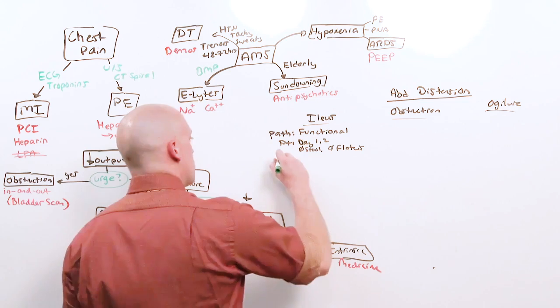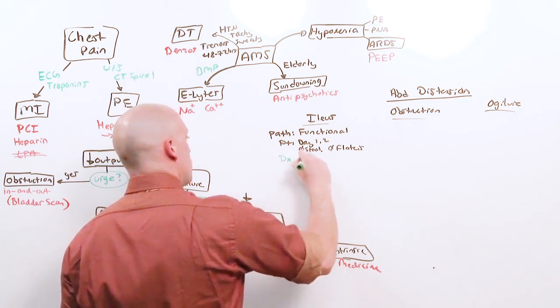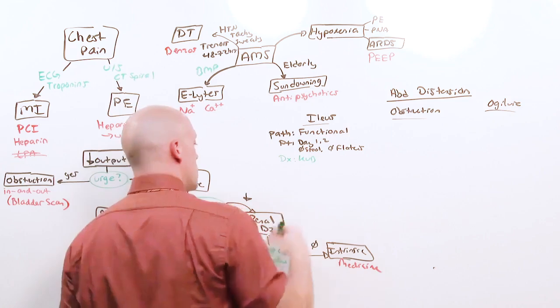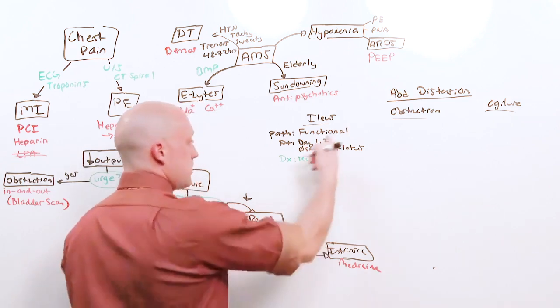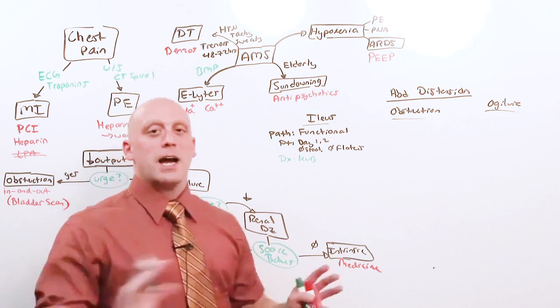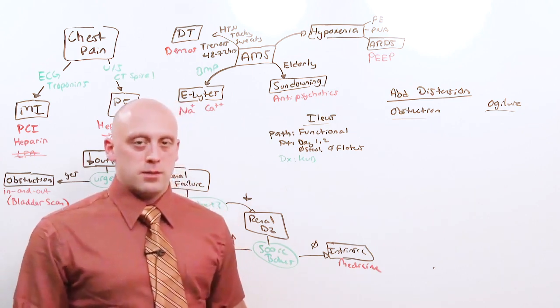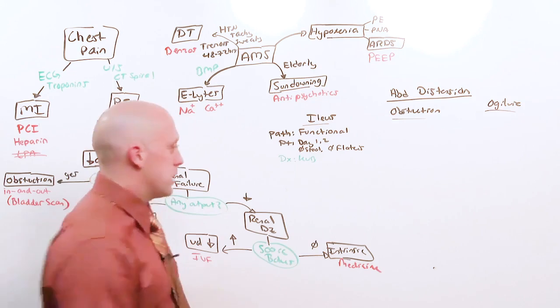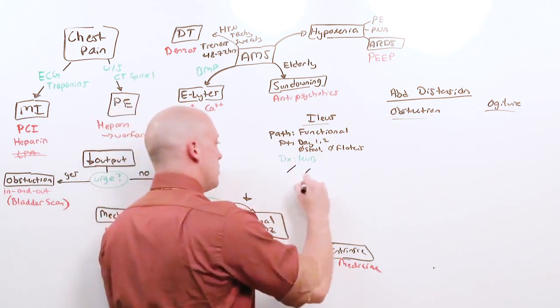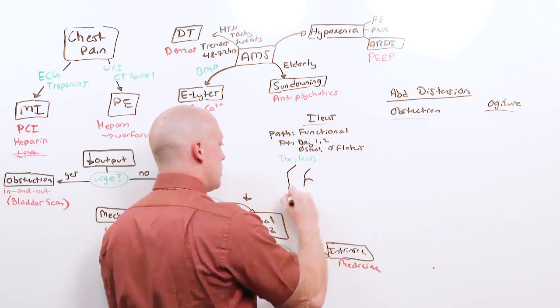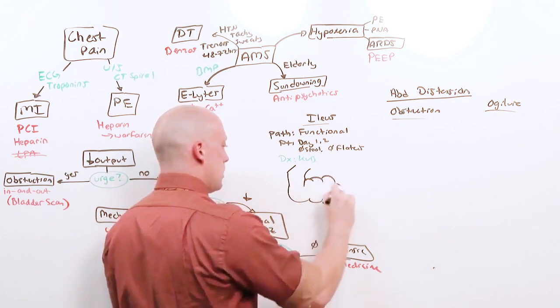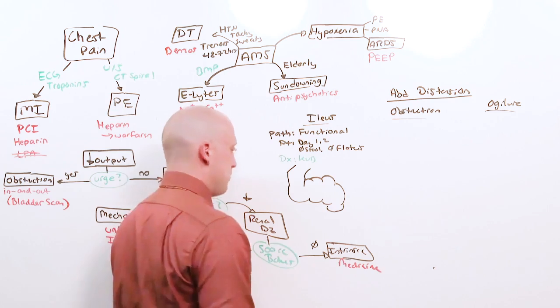You're going to diagnose an ileus by getting a KUB, flat and erect. And what you're going to see is, because it's functional, it's metabolic, the entire bowel is affected. Ileus is whole bowel affected. What you're going to see is the small bowel be dilated and the large bowel be dilated all at the same time.